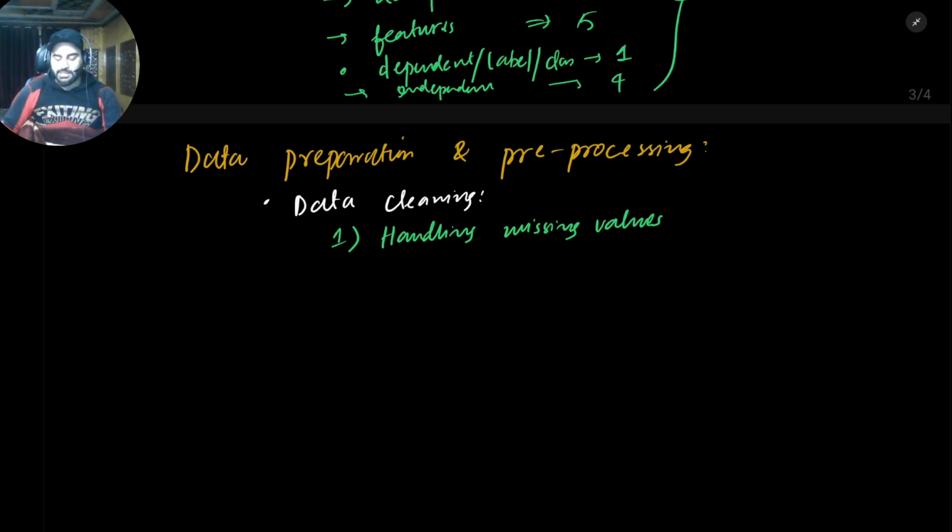In the data cleaning step, the first thing you must look for is, are there some missing values? You have to deal with the missing values, because if there are missing values and you give it to the machine learning model, it won't be able to perform or train better. So a priori you must handle these missing values.